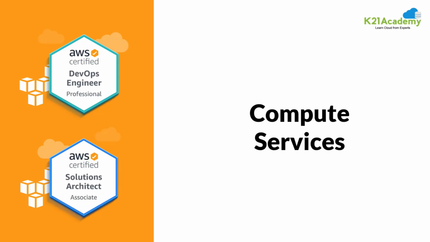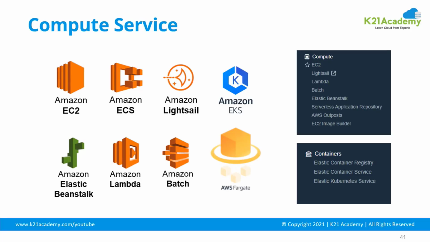We're going to look at compute services now. Compute, in very simple terms, is nothing but something that helps in processing. And in processing, you need a CPU processor as well as memory, these two things. And depending on the kind of application, you have different options. As you see, there's EC2, ECS, Amazon Lightsail, Amazon EKS, which is a Kubernetes service, Elastic Beanstalk, Lambda, Batch, and Fargate. We'll explain what these are.